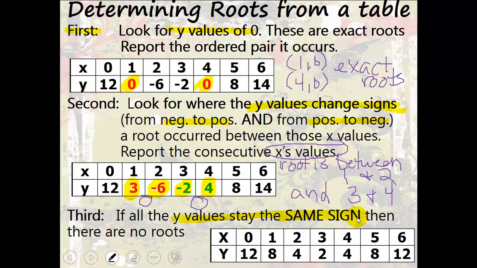Not the same number, but the same sign. Then there are no roots. Okay, so my lowest y value is 2, and then all my y values are higher from that. So it's never going to cross the x-axis. It's always going to be above it. If these were all negatives, then it would stay below the x-axis and not cross it.